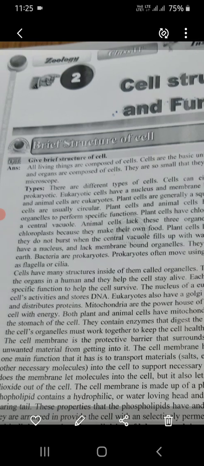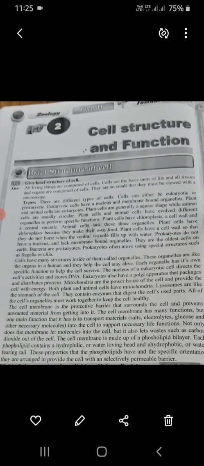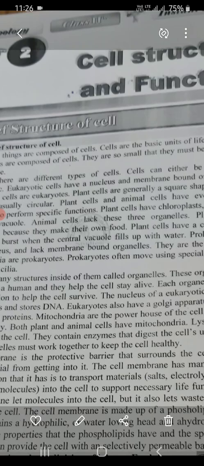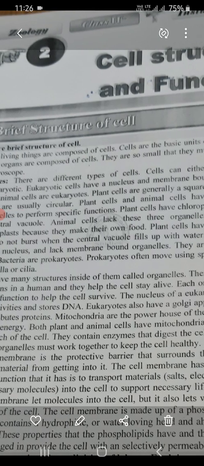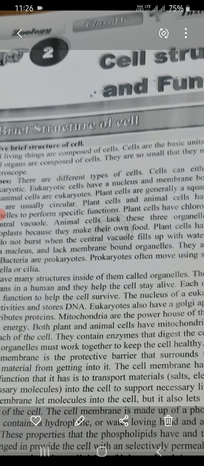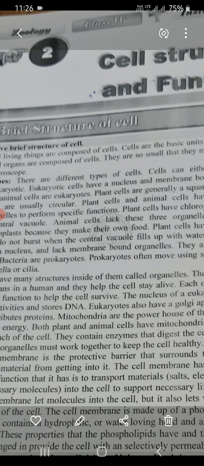Both plants and animals have mitochondria. Lysosomes are like the stomach of the cell. They contain enzymes that digest the cell's used parts. All of the cell organelles must work together to keep the cell healthy. We can say that the nucleus is the director of the cell, which directs the cell activities.